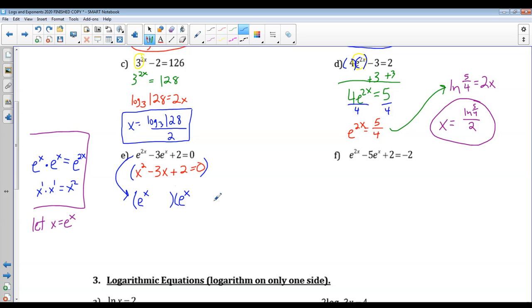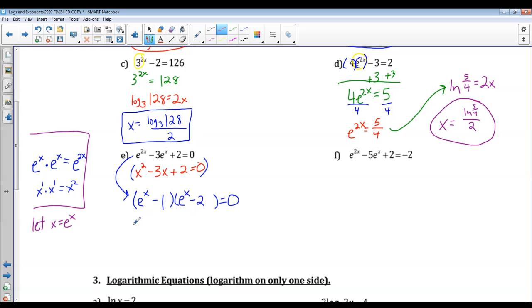That's just e to the x times e to the x. So this is actually just a really nice factorable quadratic type function. You could also complete the square. You could also use the quadratic formula for this. It's all very related to things we've kind of done before.